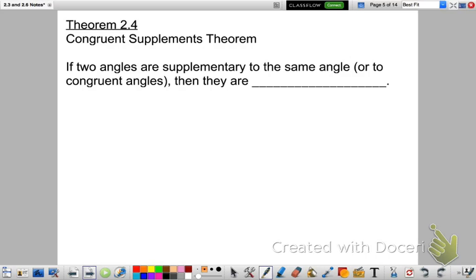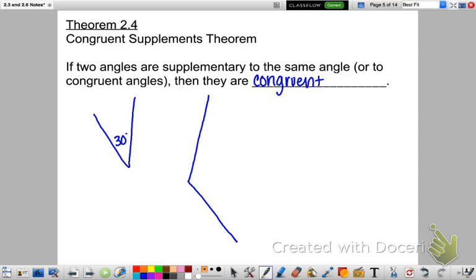If two angles are supplementary to the same angle, then they are congruent. Okay. Let's say we have an angle 30 degrees, and then we have another angle that is 150 degrees, and a third angle, 30 degrees. Okay.